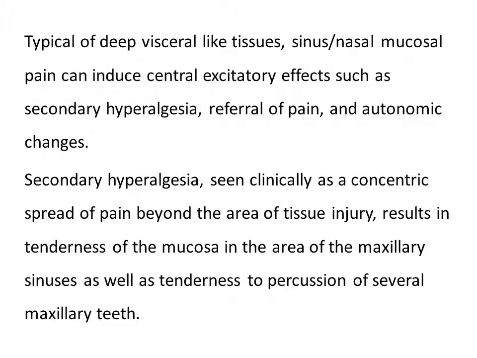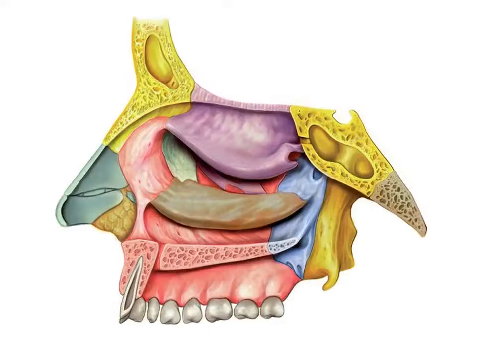So clinically, it's just a concentric spread of pain beyond the area of tissue injury, and it causes tenderness in the mucosa of the maxillary sinus, and the teeth in the area will also be tender to percussion. But it's not including one tooth, it will include several teeth.